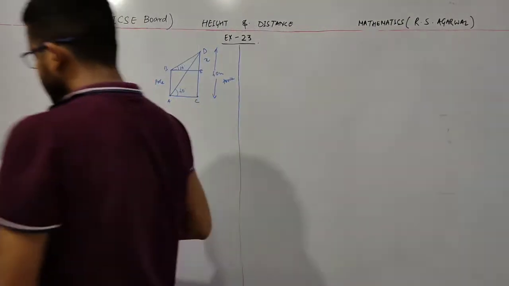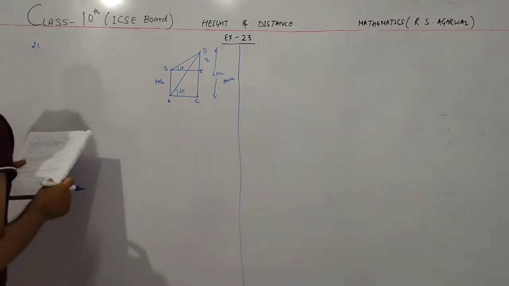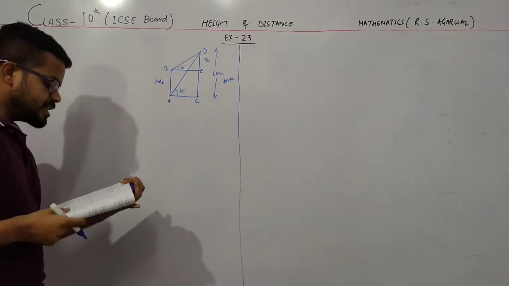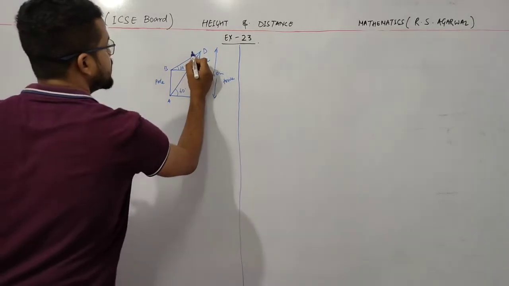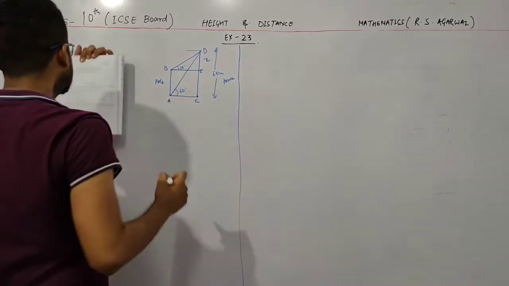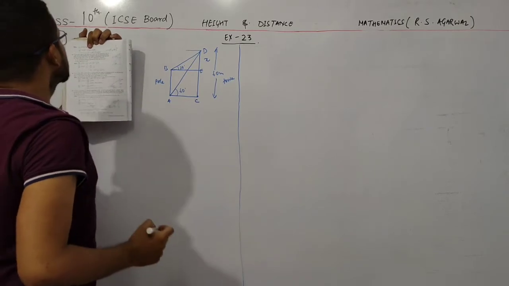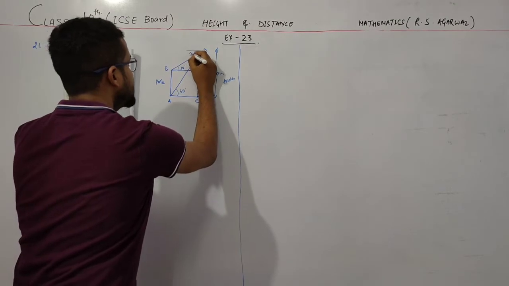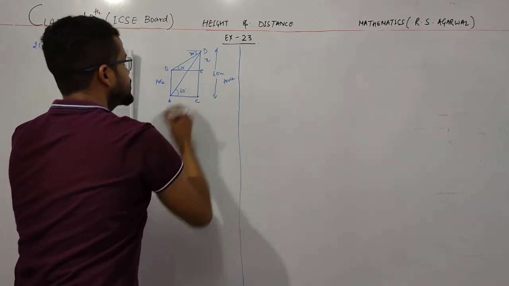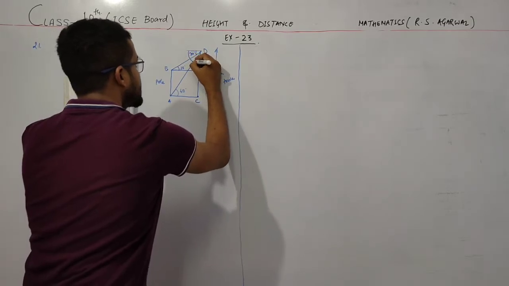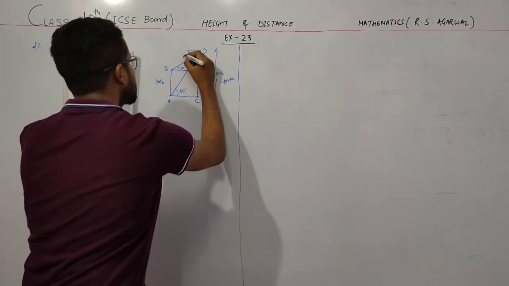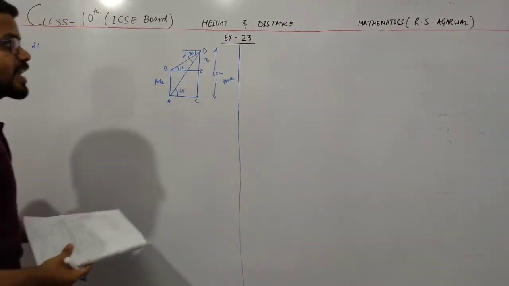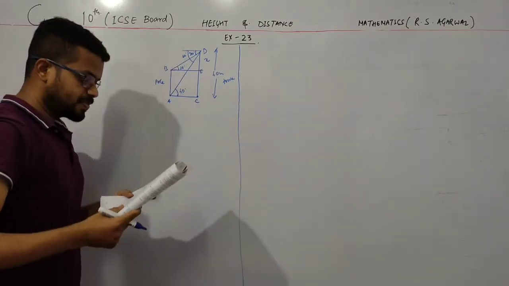From the top of a tower, the angle of depression of the top and the foot of the pole are given. For the top, the angle of depression is 30 degrees, so this is also 30 degrees. For the foot of the pole, it is 60 degrees, so this is also 60 degrees. Here the angle of depression is given, not the angle of elevation.